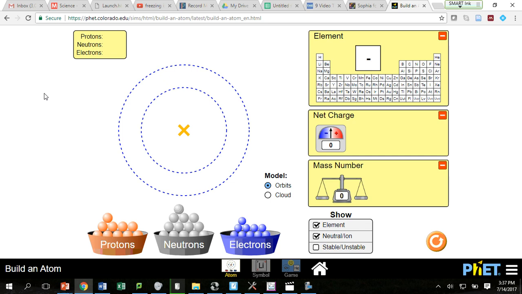So the first subatomic particle we're going to consider is the proton. Protons are in the atom, and they exist in that center of the atom that Rutherford discovered, the nucleus. They have a positive charge, as you can see here. Each proton has a charge of +1, and it has a mass of 1 AMU, atomic mass unit.